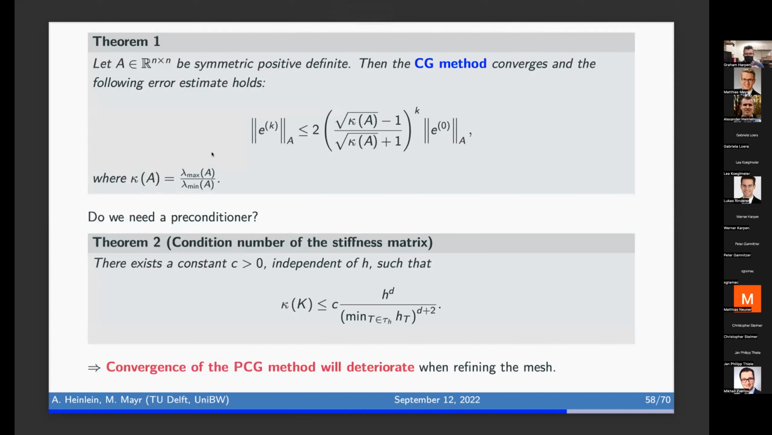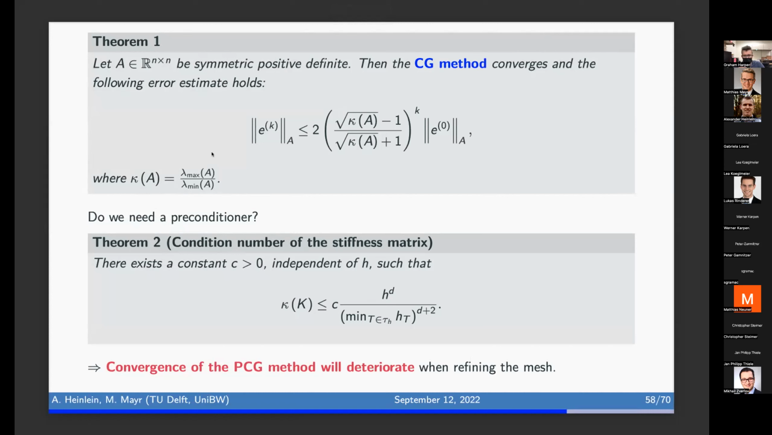So in order to talk about this a little bit, I need to also talk about the convergence theory for the conjugate gradient method, because I think there's a couple important things to mention. We have this first theorem, and this first theorem tells us that the conjugate gradient method, which is an iterative solver, converges based on this error estimate here.